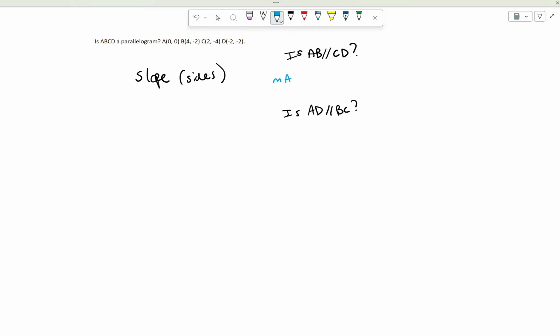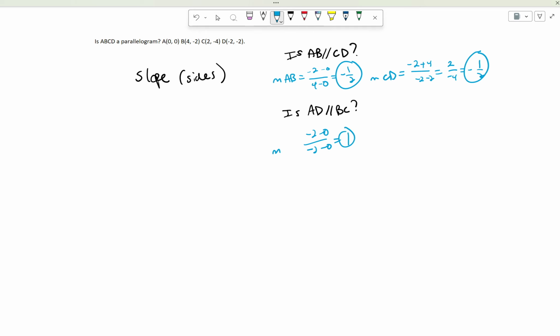So we need the slope of AB, okay, which is -2 minus 0 over 4 minus 0, which is -1/2, okay. We need the slope of CD, which is -2 minus 4 over -2 minus 2. So we have 2 over -4, which is -1/2 as well. So those check out. And then we have AD, which is going to be -2 minus 0 over -2 minus 0, which is going to be 1.